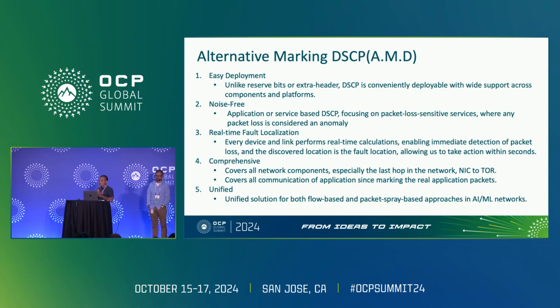I would like to summarize the benefits of the alternative marking DSCP. The first, easy deployment. Since it does not use reserved bits or extended headers, DSCP modification is supported on almost all platforms currently. The second, noise-free. Noise can severely affect monitoring effectiveness, but using a specific DSCP allows us to focus only on training traffic. It means the network monitors the application based on specific need, rather than monitoring all applications, including routes that are not susceptible to packet loss.